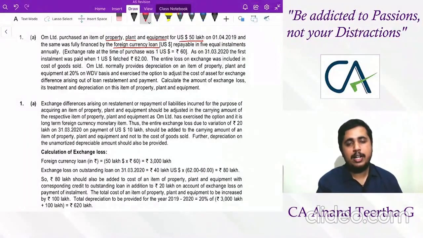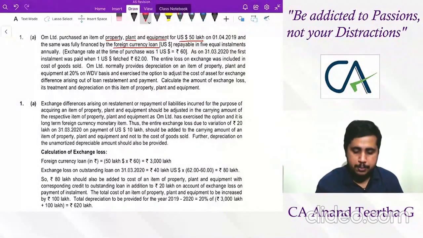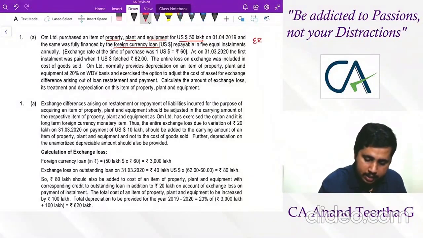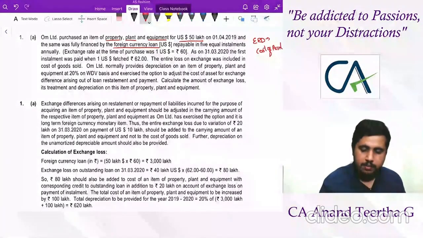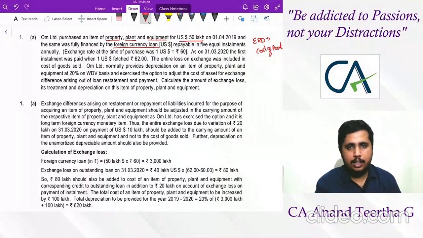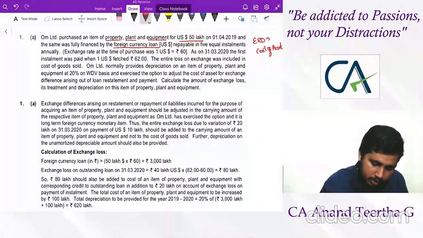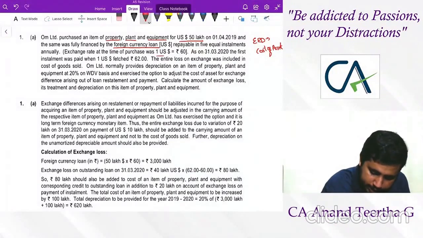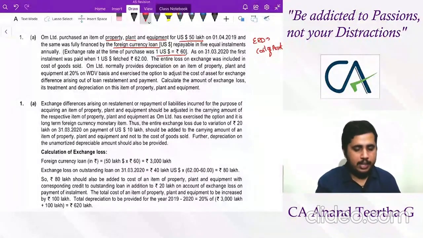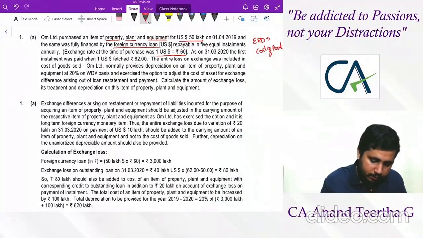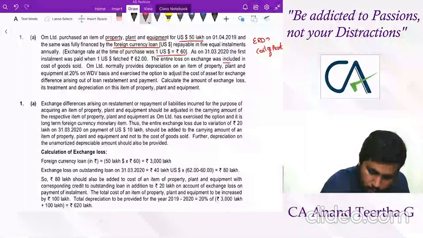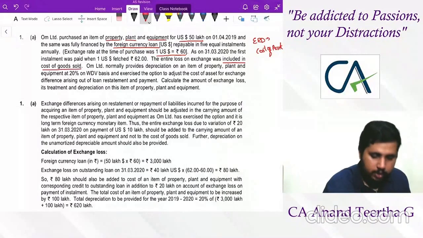So do we remember? Depreciable asset is purchased out of foreign currency loan. Then there is an option given by MCA. What is that option? ERD can be taken to cost of the asset. That is the option given by the standard. So you can consider that also. So now let's see what they have done. So date of loan, it is 60 rupees per dollar. That is how they have considered. And on 31/3/2020, the first installment was paid. Okay. Entire loss was included in cost of goods sold.